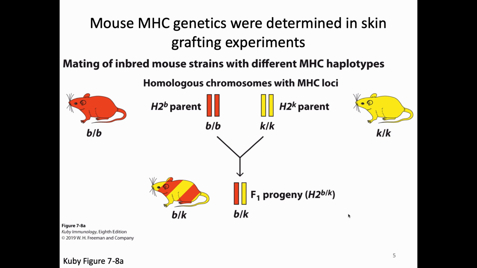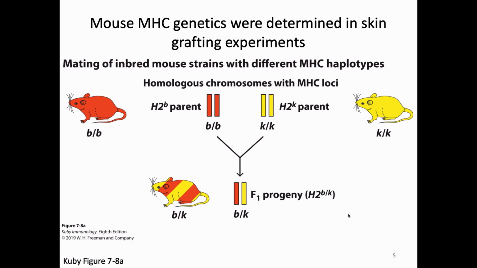And so the experimenters started out with mice of two different strains. One of them you can see is listed here as H2B. Right now we can call that the orange strain. We don't have to quite get into the naming right yet. The other one is listed as the H2K strain. You can call that the yellow one. Because it's an inbred mouse strain, both of its chromosomes are the same. They're both orange. Here they're both yellow.